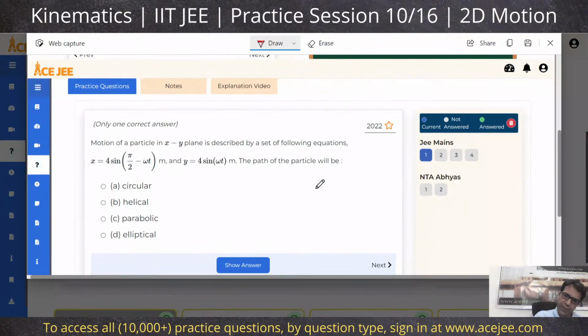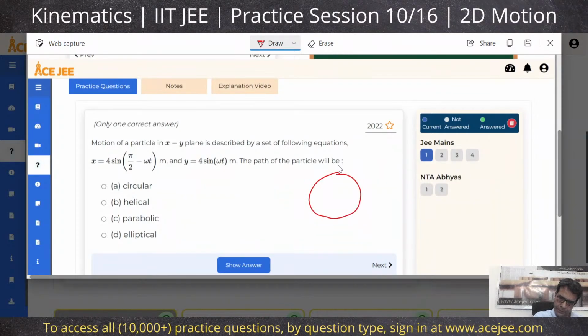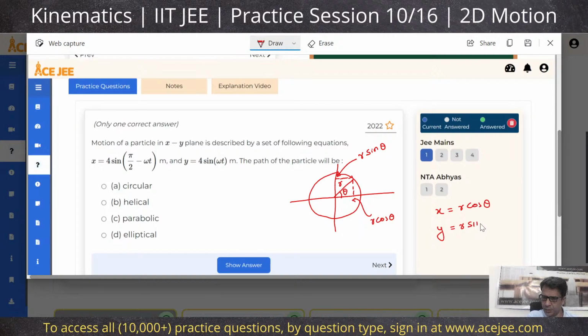So let's quickly establish the equation of a circle. If you're moving in a circle, this r remains constant. So if you are at an angle theta, your x coordinate is r cos theta, and your y coordinate is r sin theta. So x equals r cos theta, y equals r sin theta.